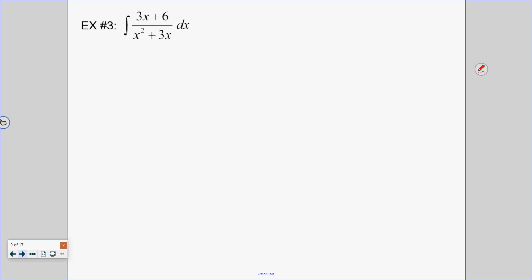Okay, so next example. So same process. First we look, does this fit a formula? And it does not.